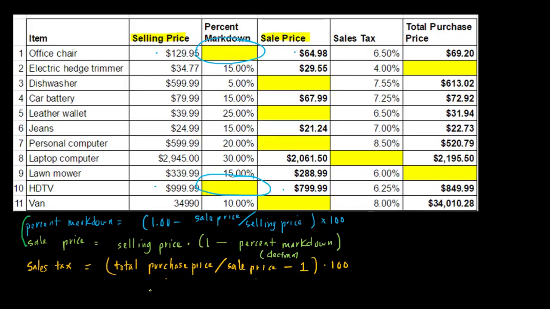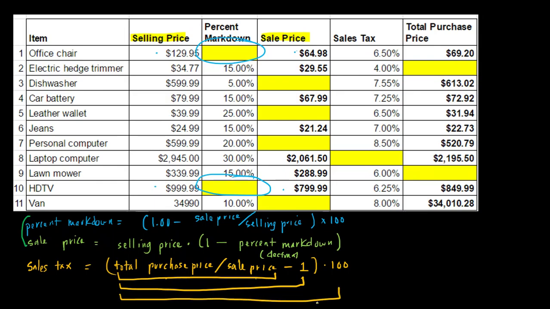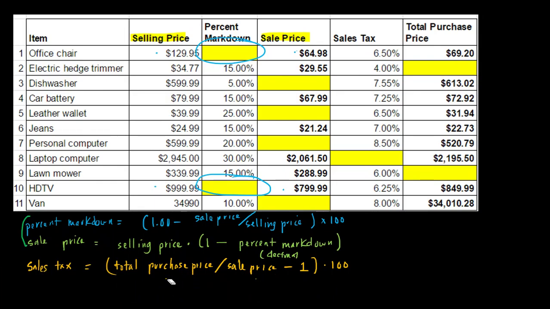Okay? So again, order of operations is important. Start by doing this division, then subtract 1, and then multiply by 100. If you do it in a different order, you'll get the wrong answer.